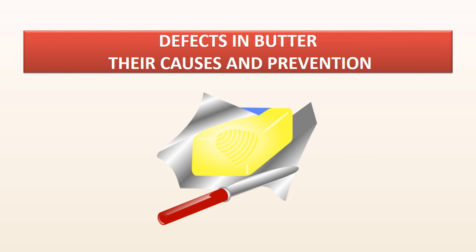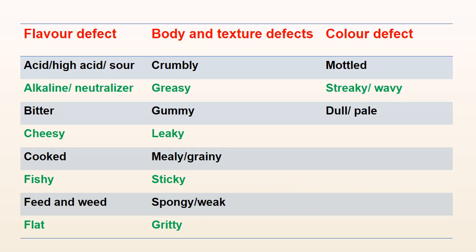Now we will discuss the defects in butter, their causes and prevention. First we will discuss the different kinds of defects commonly found in butter. In the first column we can see the flavor defects, that is either acid, high acid or sour, then alkaline or neutralizer, then bitter, then cheesy, then cooked, then fishy flavor, then feed and weedy flavor and flat flavor.